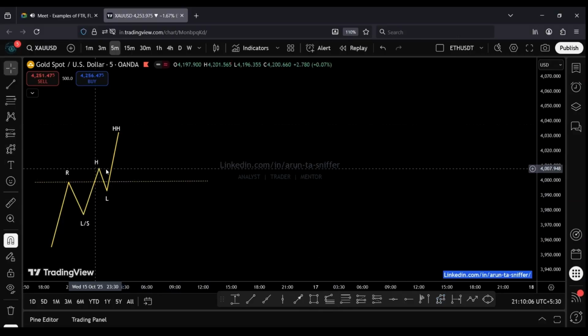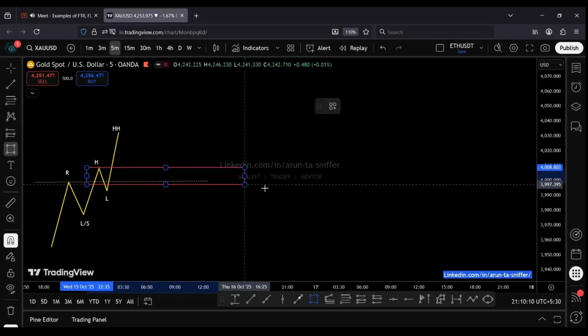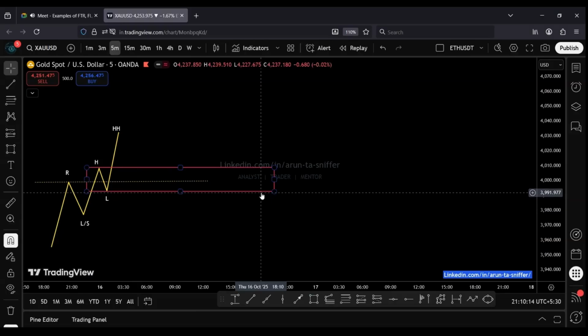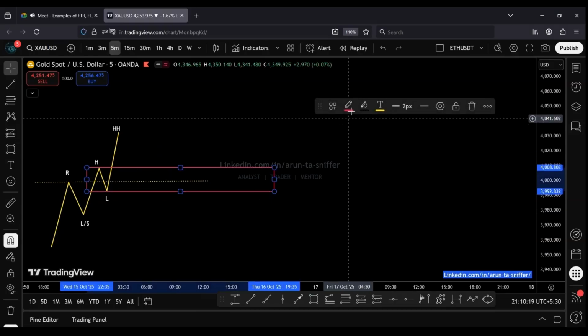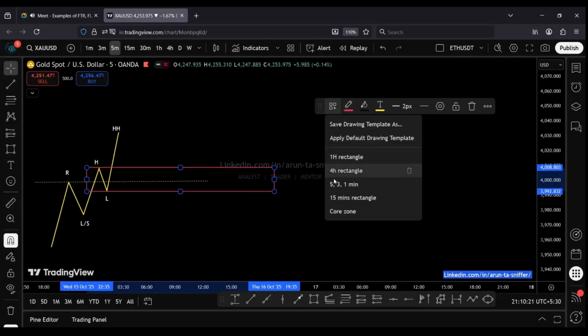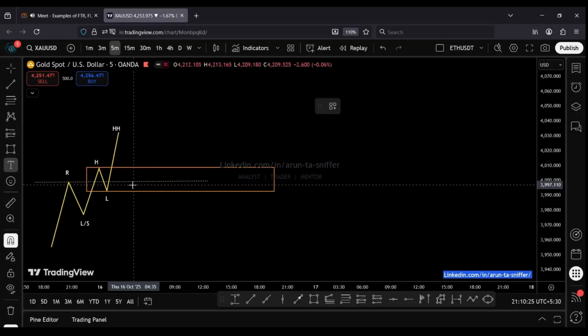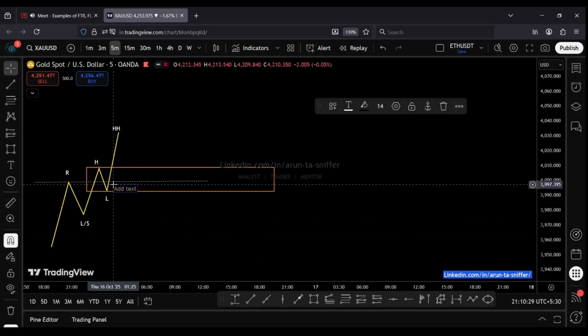Before this, we call this pullback as FTR. Why? This failed to return, right? So we call this FTR. Here FTR has been FTR. Okay.